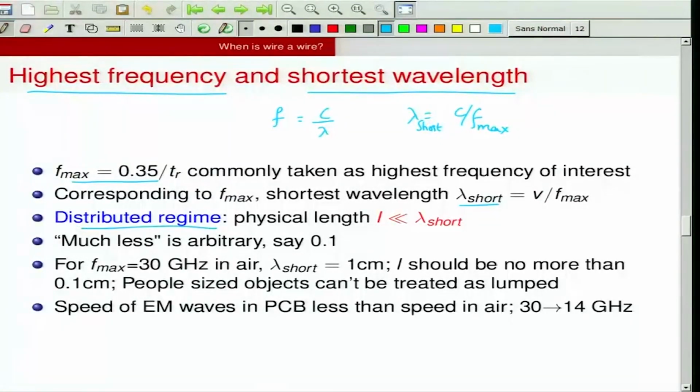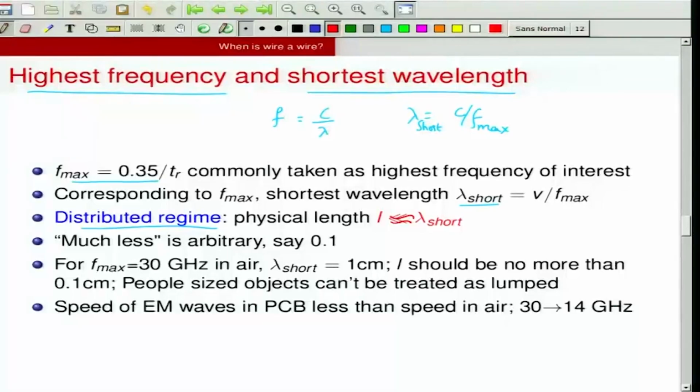We say that we are in the distributed regime whenever our physical length is close to this shortest wavelength. If your physical length is much smaller than the shortest wavelength, then you will be in the lumped regime. If on the other hand the physical length is much larger than the shortest wavelength, then that would be in the optics regime. When L is close to the shortest wavelength, then you are in the distributed regime.